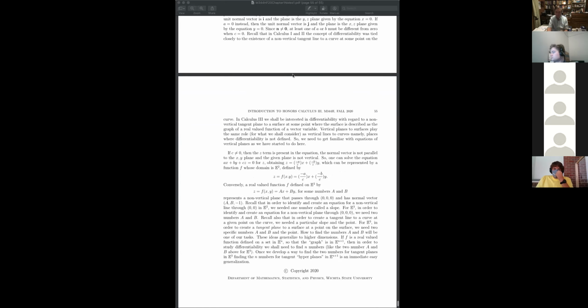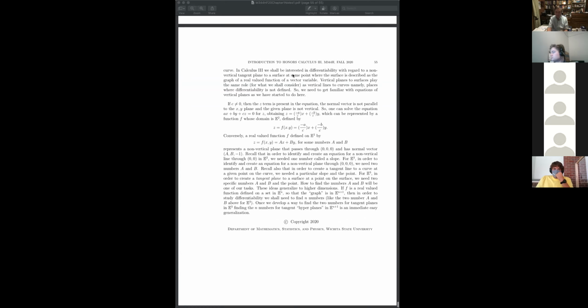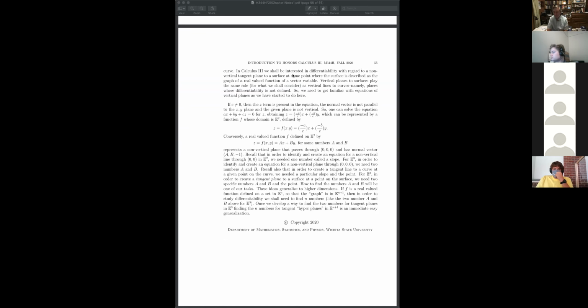So what this material here in these pages is trying to talk about is what is in section 5, which we'll be talking about shortly.